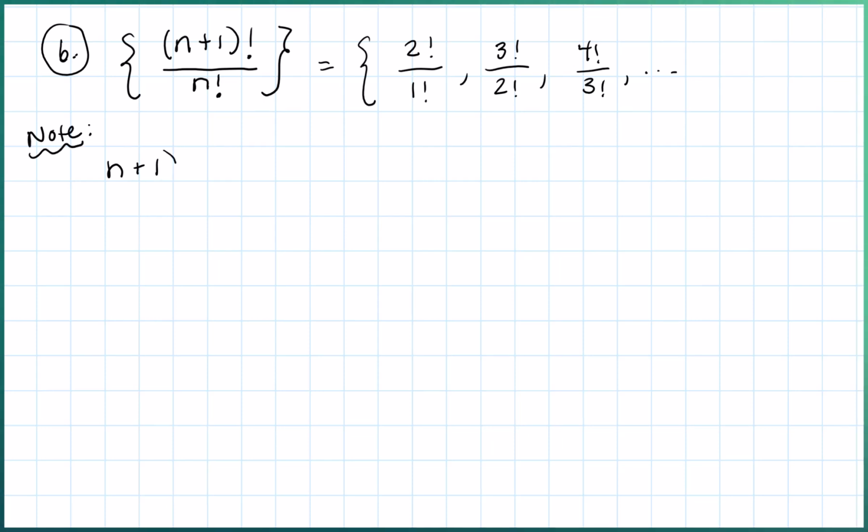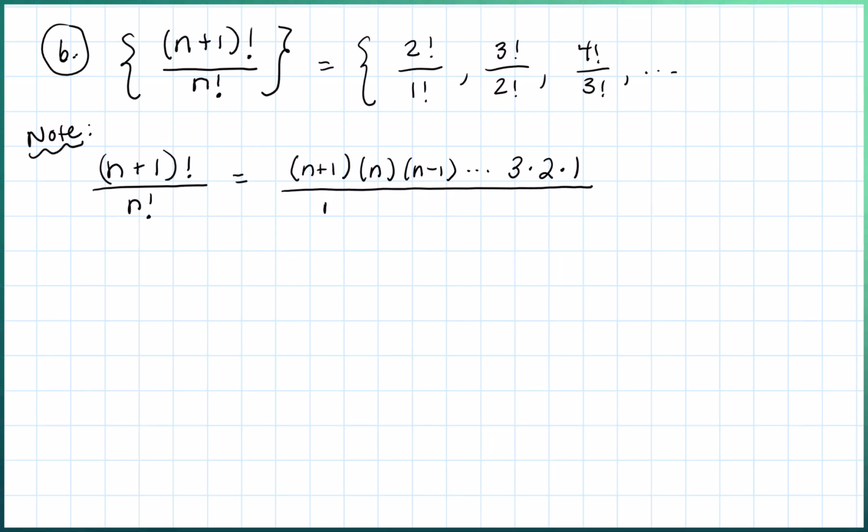If we have a factorial over a factorial, we can think about if there are any common factors in their expansions. So n plus 1 factorial is n plus 1 times n, times n minus 1, all the way out to the factors 3 times 2 times 1. And the denominator is starting at n, so it's n times n minus 1, and all the way down n minus 2, all the way down till we get to 3 times 2 times 1.